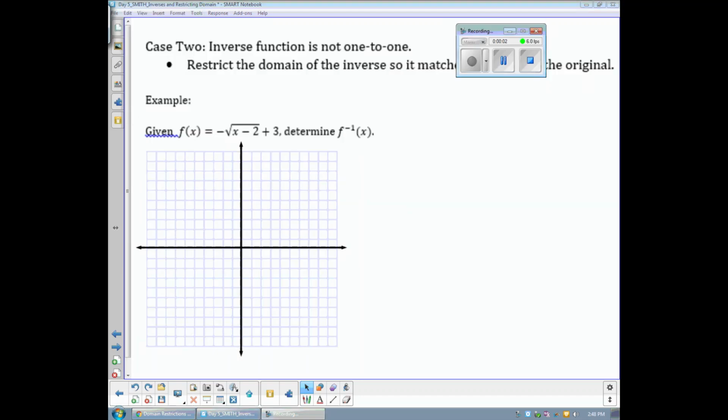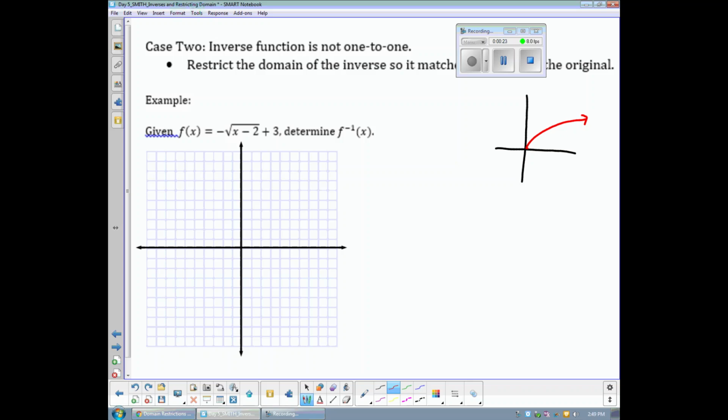The second case we need to examine when restricting the domain is inverse functions that are not one-to-one. So if we look at this example, the square root function is one-to-one. And if you're not sure what the parent function of a square root function looks like, let me just sketch a graph. This is what a square root function usually looks like.